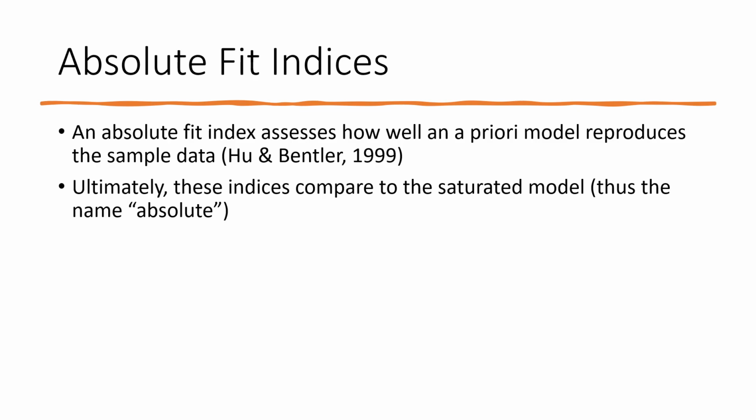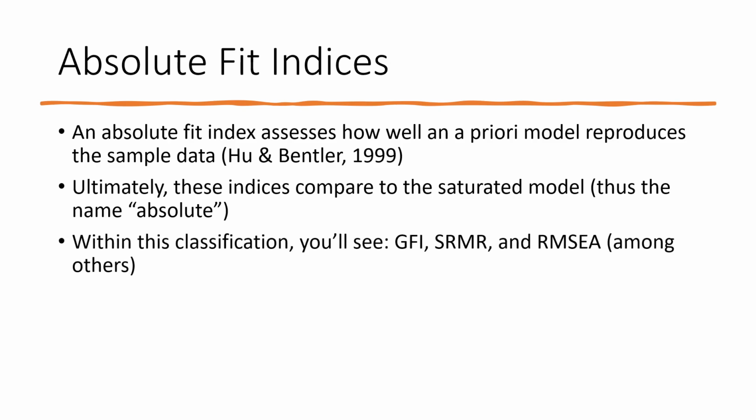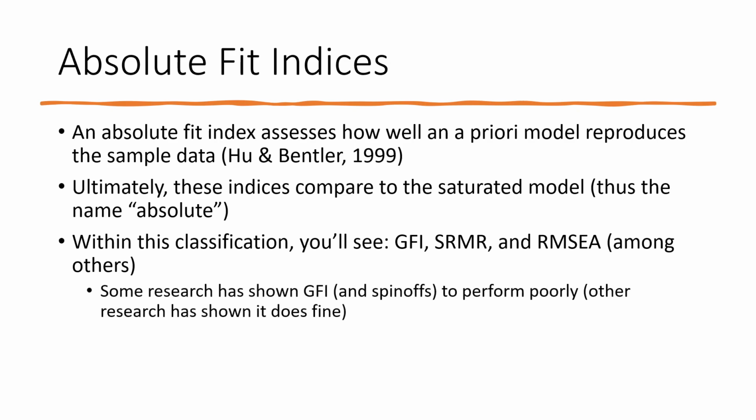Thus the name absolute, comparing to this absolute perfection and seeing how well the models align with that. So this is a class of possible indices. There's a lot of things that come into this classification. Some that you'll see, either in the book or the assigned readings, are GFI, SRMR, RMSEA. There's others. I'll just talk about these three.